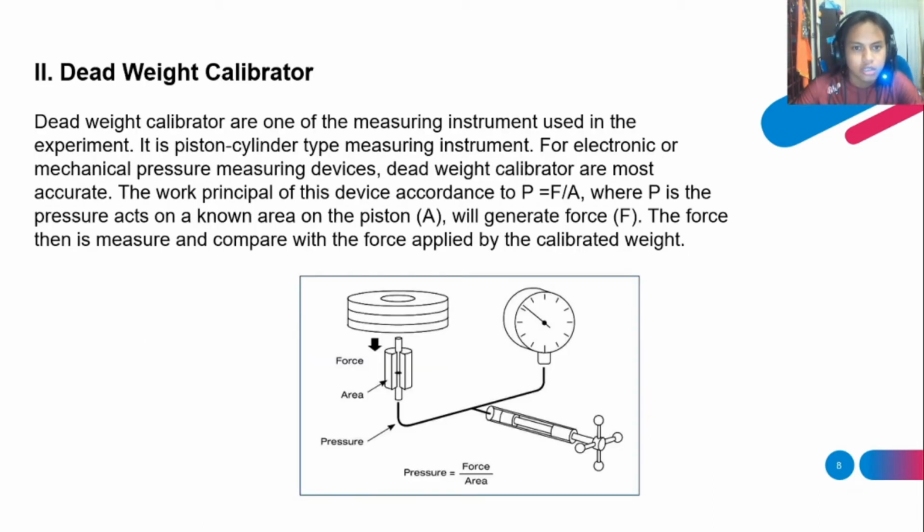The weight calibrator is one of the measuring instruments used in this experiment. It is a pitted cylinder type measuring instrument for electronic or mechanical pressure measuring devices. The weight calibrator is the most accurate. The working principle of the device follows the equation P = F/A, where P is the pressure exerted on a known area of the piston A, which will generate force. The force is then measured and compared with the force applied by the calibrator weight.